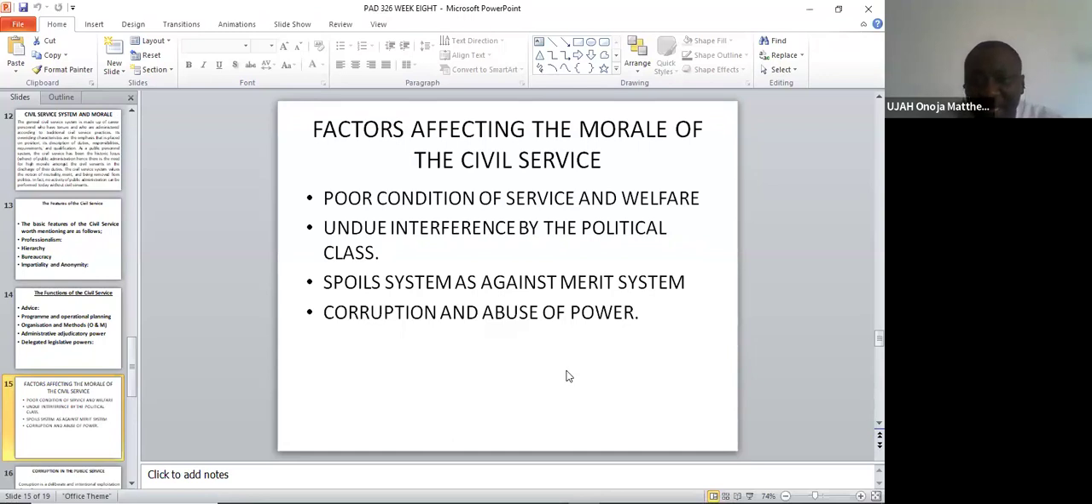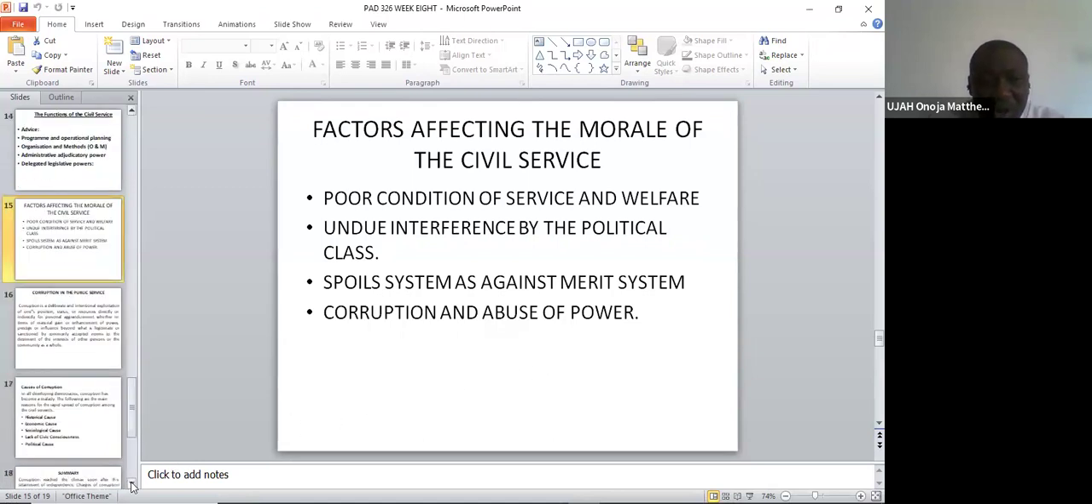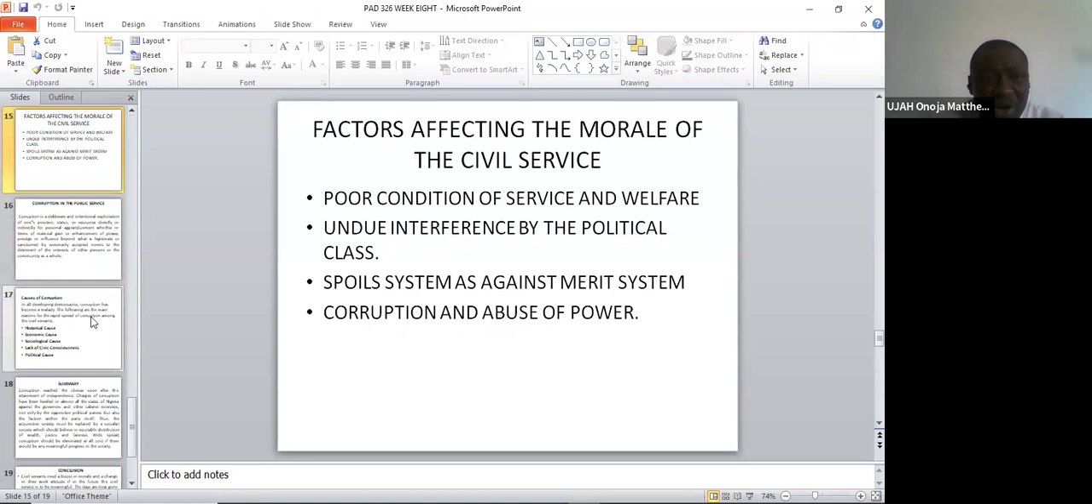The spoil system as against the merit system. Like we said, the merit system provides a level playing ground for every individual to try, but the spoil system guarantees abuse of office, and people use that arrangement to line their pockets as against providing for the interest of the masses. Corruption and abuse of power: all these are factors that do not augur well when one talks about issues of morale within the civil service.